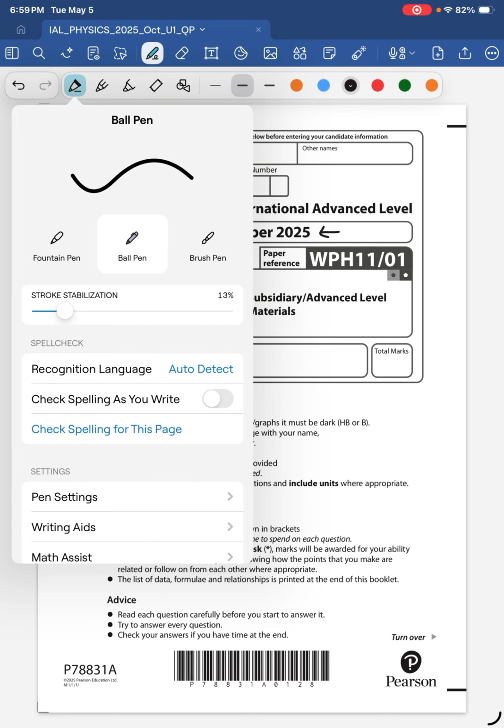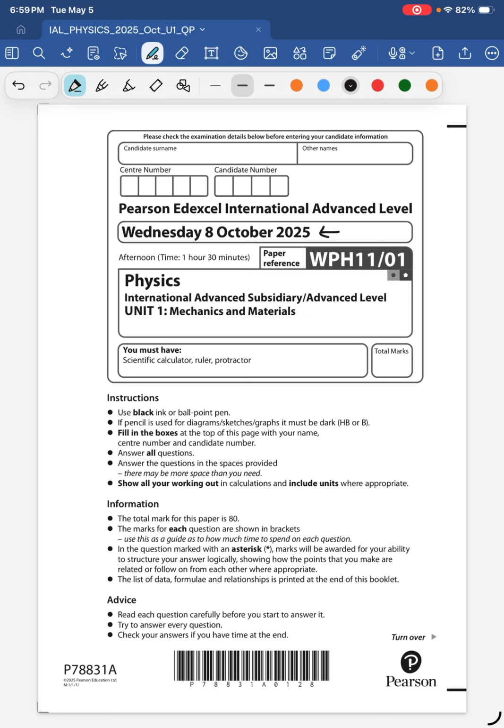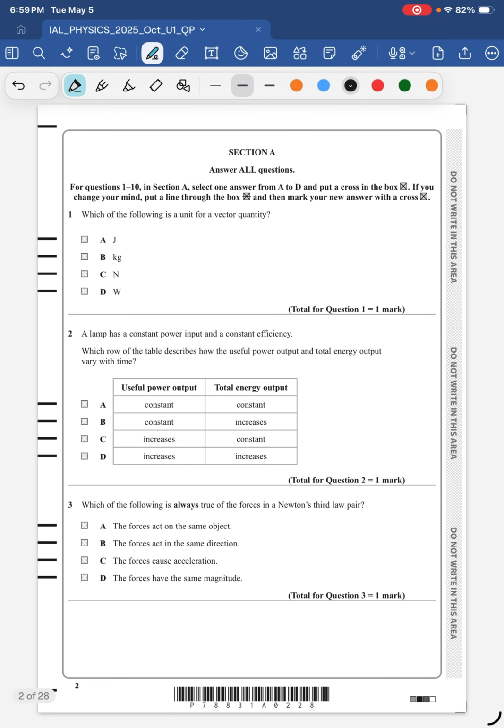Okay, I mean, it checks the spelling and it suggests auto corrections and such. Anyway, let's dive in. Okay, section A, 10 multiple choice questions that award 1 mark each.